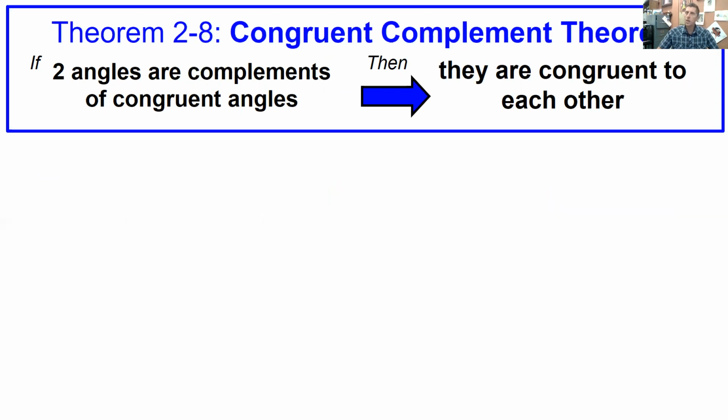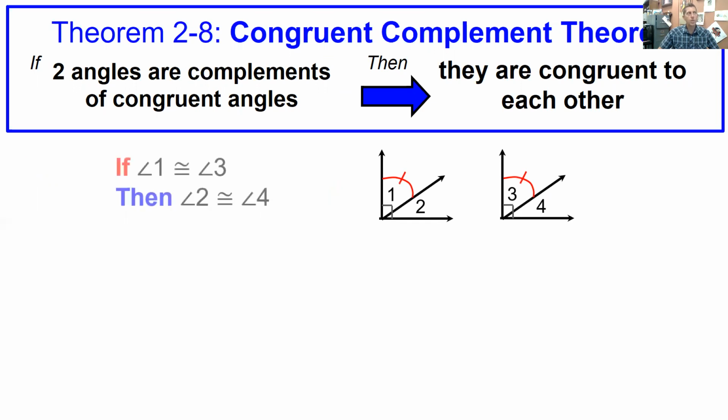2.8 is the same basic idea, and it's just the congruent complement theorem. So if 2 angles are complements of congruent angles, then they are congruent to each other. Right? 1 plus 2 equals 90, 3 plus 4 equals 90. 1 is congruent to 3, therefore 2 must be congruent to 4.